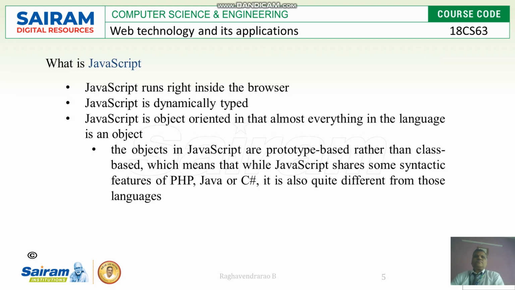Then what is JavaScript? First, JavaScript runs right inside the browser, and JavaScript is dynamically typed, meaning it can be executed simultaneously. Then JavaScript is object oriented in that almost everything is going to be an object, but it is not an object oriented language, it is an object based language. The objects in JavaScript are prototype based rather than class based. Understood here? Usually classes are there in object oriented languages.